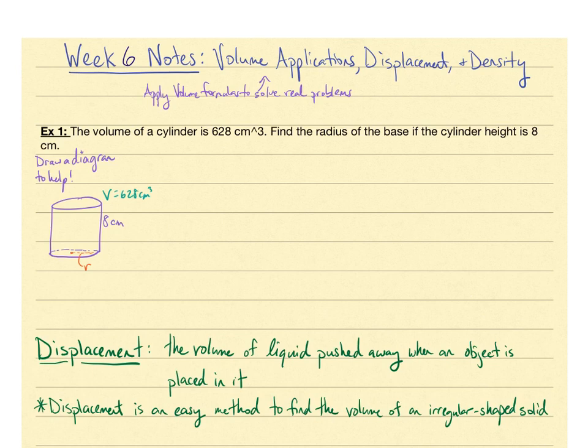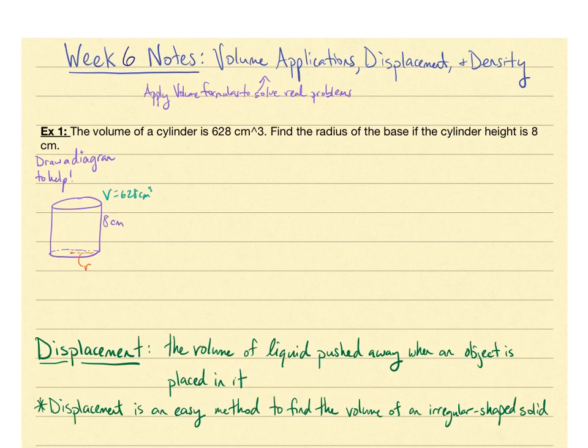Take a look at this first example. It says the volume of a cylinder is 628 centimeters cubed. Find the radius of the base if the cylinder height is 8 centimeters. So imagine you're some kind of package designer and you have some volume. Maybe it's a volume of liquid that's 628 centimeters cubed, and you know you want to package something in a container that's 8 centimeters high, and so you need to figure out what the radius has to be. So it's always really helpful. You can see over here I wrote to draw a diagram to help you when you come across a problem like this. Please always do that.